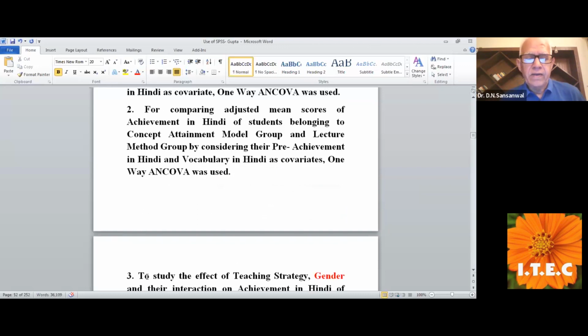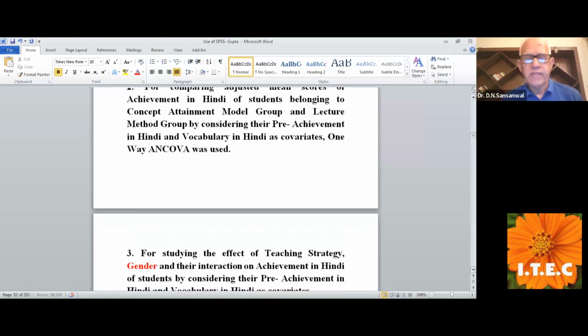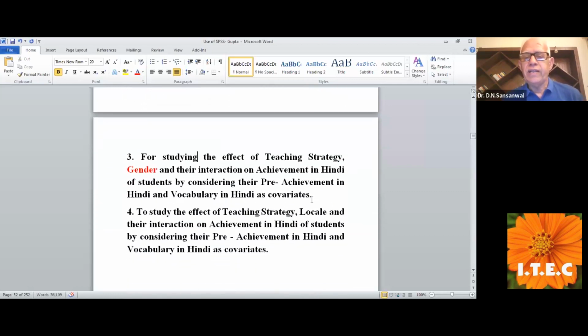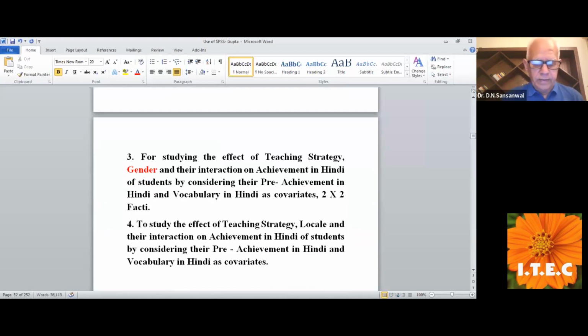Then here, for studying the effect of teaching strategy, gender, and this, a two by two factorial design and ANCOVA was used.